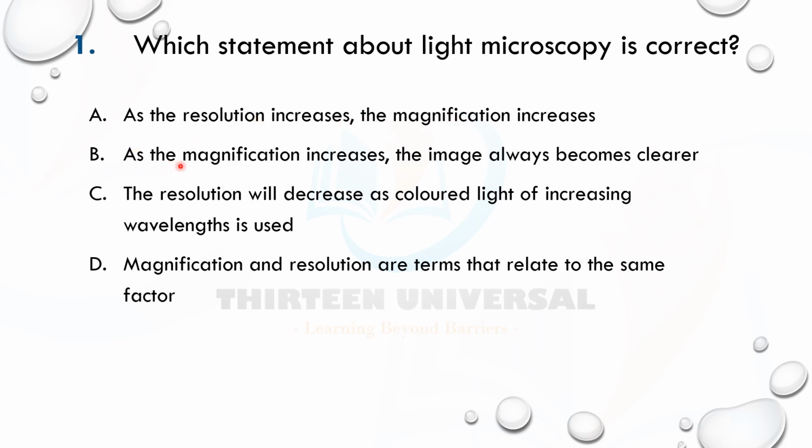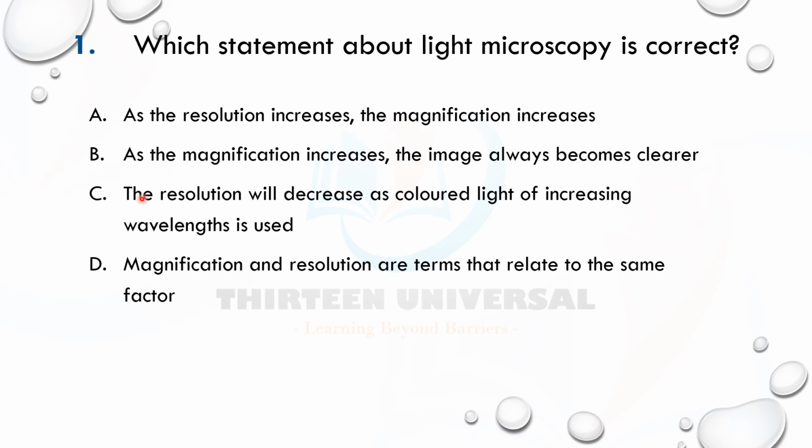A is wrong. B says as the magnification increases, the image always becomes clearer. Like I said, magnification deals with size, not details. Now, if you continue to increase magnification, a time comes the image will become blurry. So the image is not always clearer. At a particular point, at the boundary of resolution, when you get there, as you continue to increase magnification, the image becomes blurry. So option B is not correct.